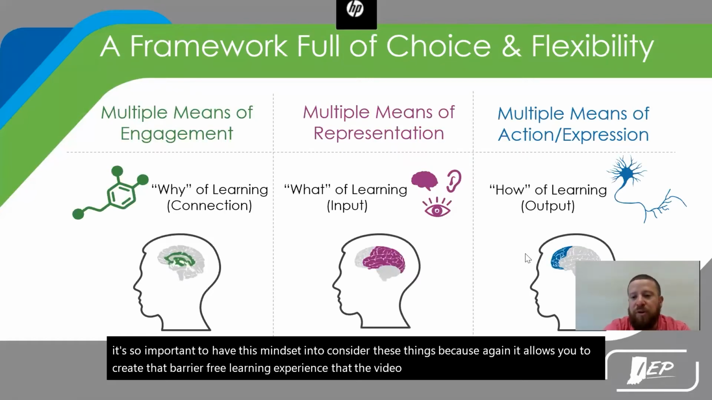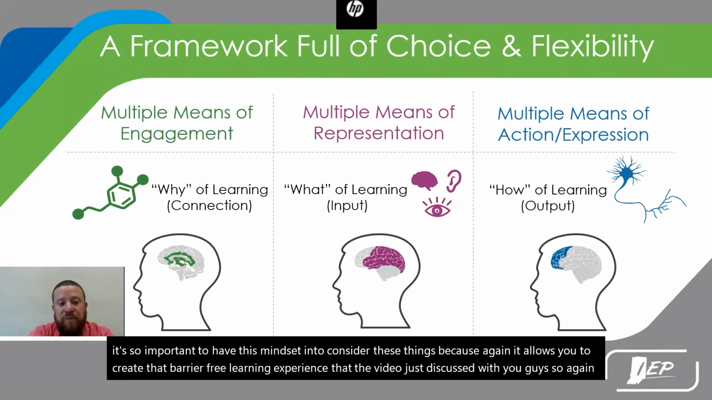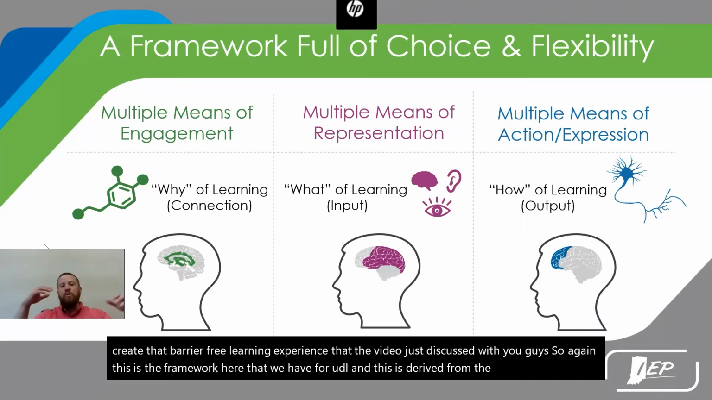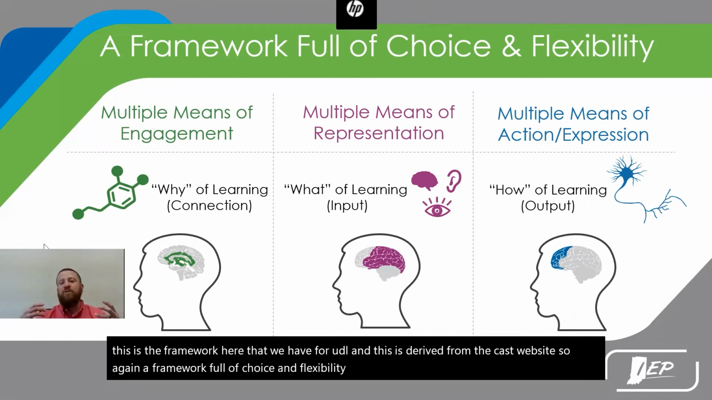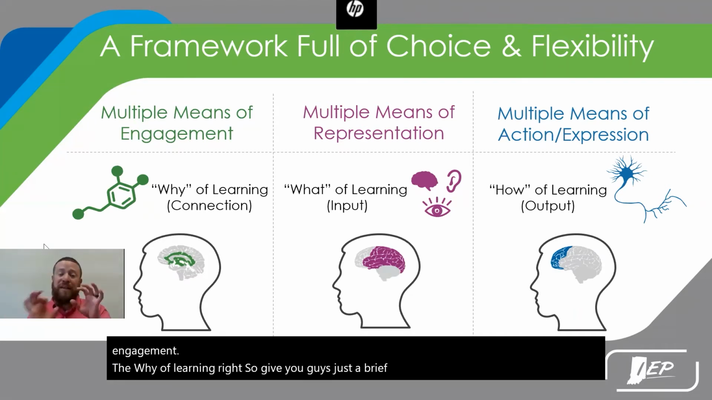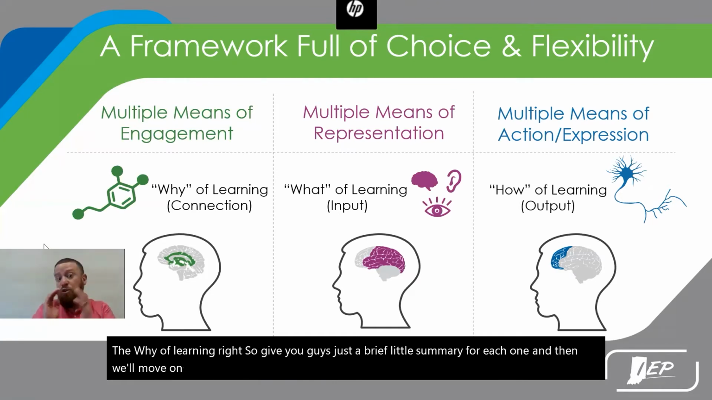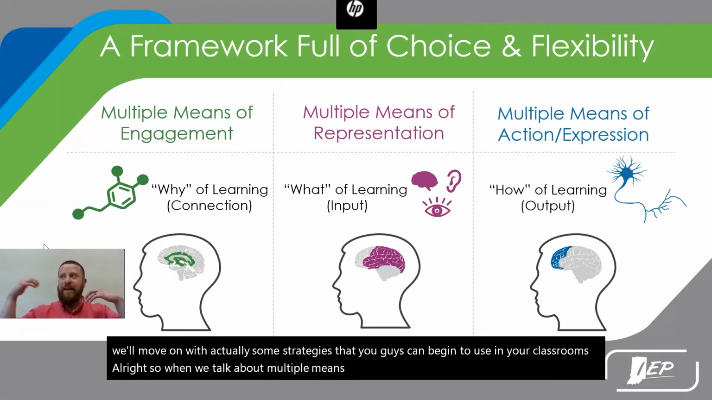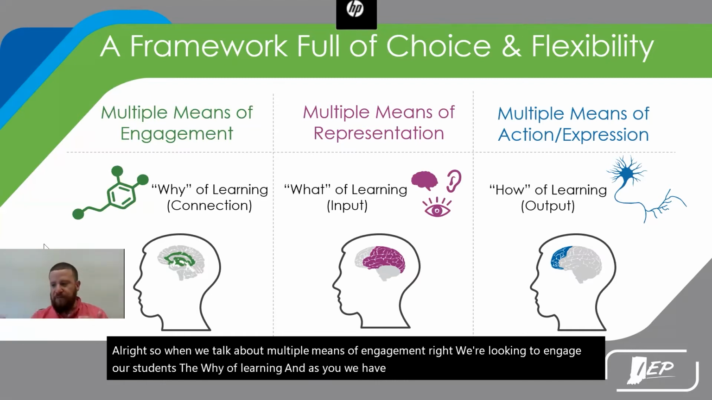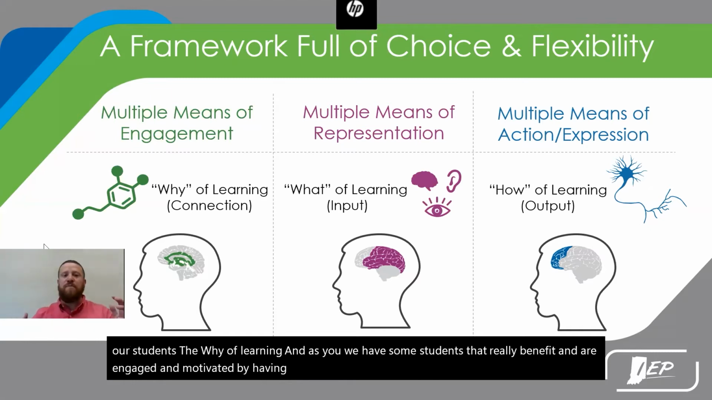So again, this is the framework we have for UDL, derived from the CAST website. A framework full of choice and flexibility. So we have multiple means of engagement, the why of learning, right? I'll give you just a brief summary for each one, and then we'll move on with some strategies that you can begin to use in your classrooms. All right, so when we talk about multiple means of engagement, the why of learning, as you know, we have some students that really benefit and are engaged and motivated by having spontaneous acts in the classroom. You know what I mean?